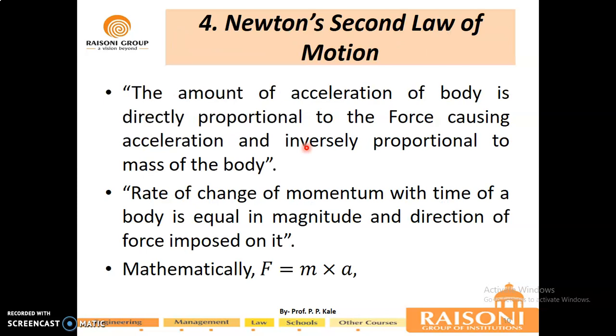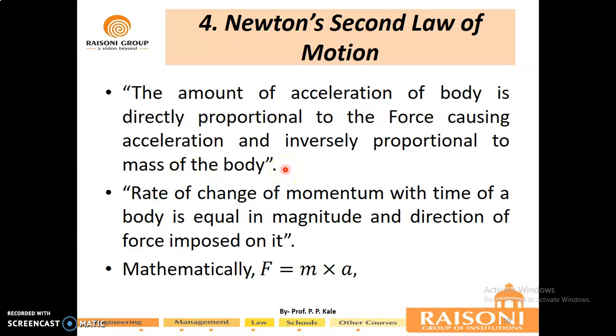Okay, Newton's second law of motion, what is the statement? There are different statements for this second law, with respect to different authors. So I have given one or two statements over here which I think can be easily remembered by you. The first statement is: the acceleration of a body is directly proportional to the force causing acceleration and inversely proportional to the mass of the body.